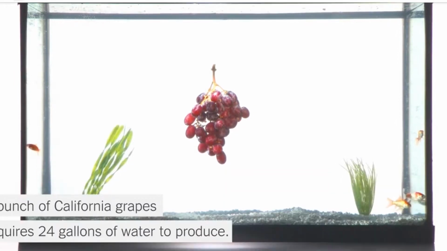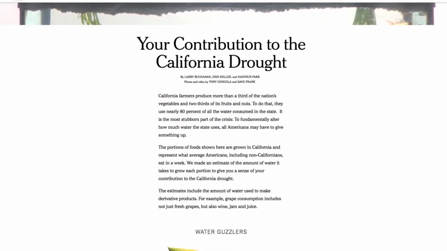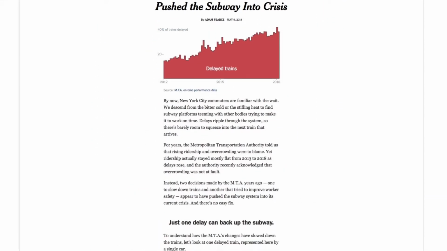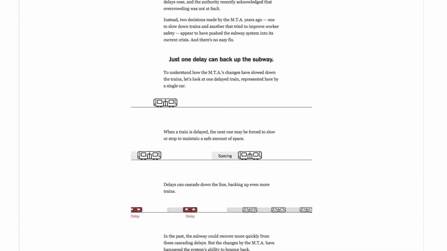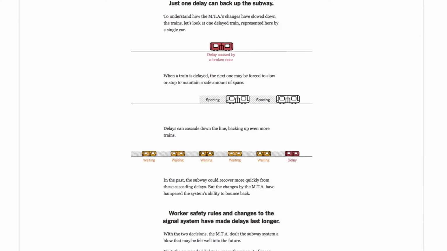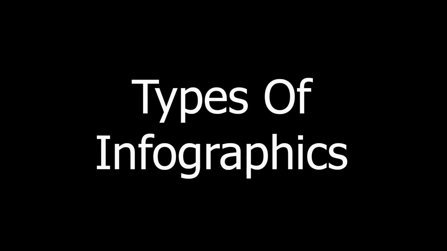You will sometimes find them working in tandem with substantial text, like this one, and also this one. But often they are standalone products, like most of the infographics we will look at today. You will also encounter a variety of types of infographics.